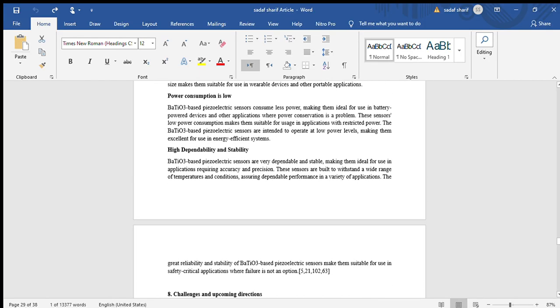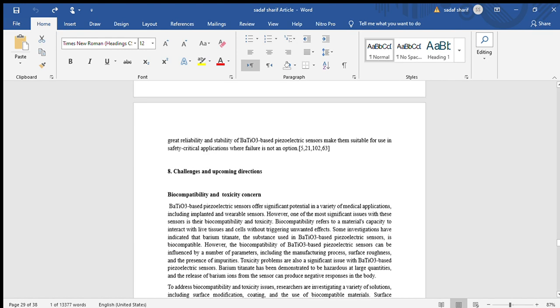Now we'll study the high dependability and stability. Barium titanate based piezoelectric sensors are very dependable and stable, making them ideal for use in applications requiring accuracy and precision. These sensors are built to withstand a wide range of temperatures and conditions. They assure dependable performance in a variety of applications, and the great reliability and stability of barium titanate based piezoelectric sensors make them suitable for use in safety critical applications where failure is not an option.